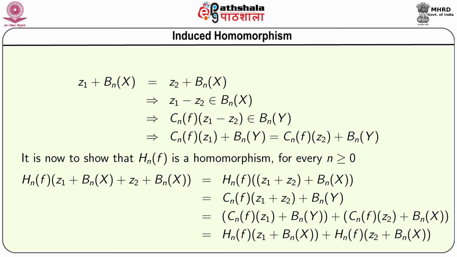Once again, we know that Cnf is a homomorphism. So, Cnf of z1 plus z2 will be split into Cnf z1 plus Cnf z2, thereby giving Cnf z1 plus Bny plus Cnf z2 plus Bny, which is equal to Hnf of z1 plus Bnx plus Hnf of z2 plus Bnx. So, this proves that Hnf is a homomorphism for every n greater than or equal to 0.